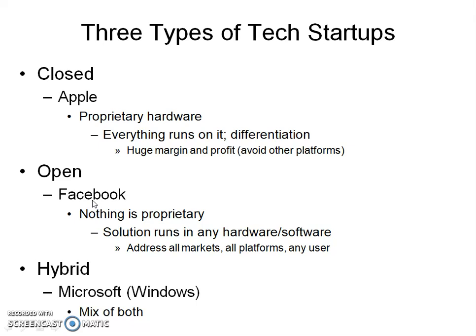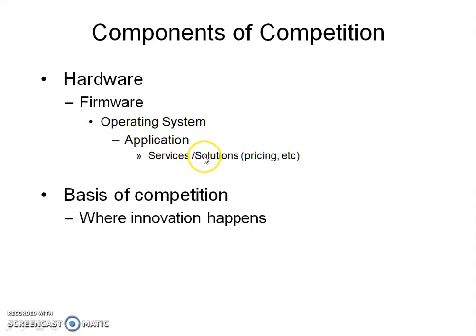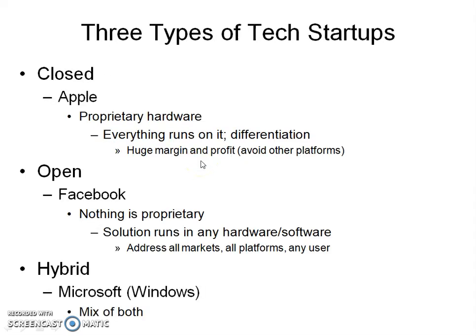Then you have what I call the open companies. It's like Facebook. There is nothing proprietary, except, of course, that it is delivering services and solutions, which is where it is trying to make money. So the solutions are designed to run on any hardware, any software. So it can run on Windows, it can run on Android, it can run on iOS, any platform. Because the competitive strategy is that it has to address any type of market across all platforms and any type of user for it to actually have the capacity to make profit in the market. So it has to have scale.